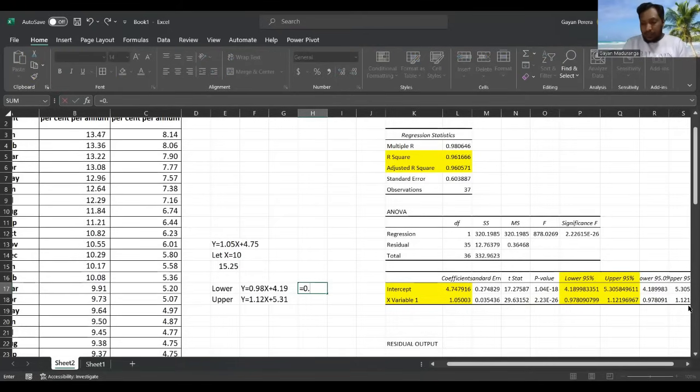Now let's predict the lower value when x equals 10. When x equals 10, 0.98 times 10 plus 4.19.